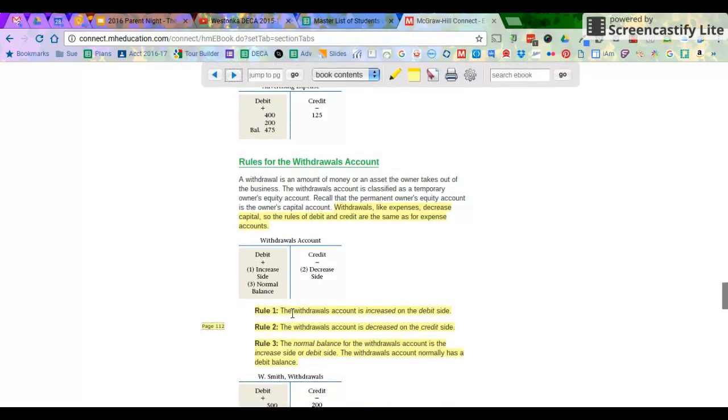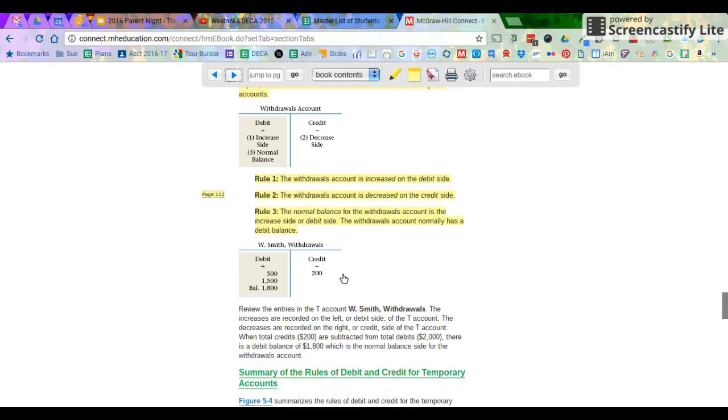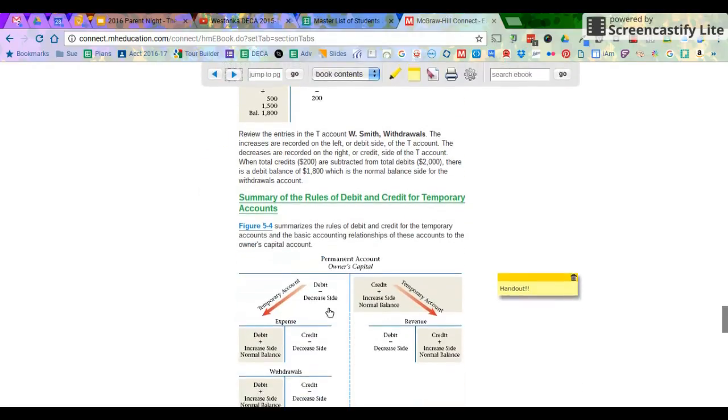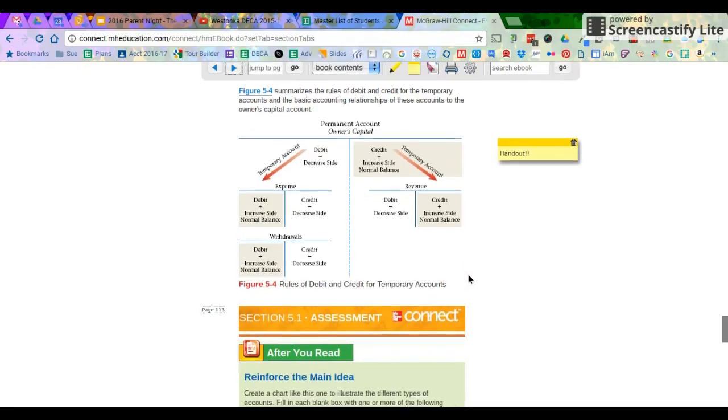And then finally, withdrawals are going to be identical to expenses. They decrease capital. So a decrease to capital is a debit. So that's the withdrawals increase and normal balance side. And the credit side is going to be their decrease side. This is a new account. Like when we'd see W. Smith, capital, now we're going to have a second owner's equity account, and it's going to be their withdrawals account. And that's how you see it titled in accounts. So this is my half sheet that I'm going to hand out to you. I think it's really helpful when we're trying to get these three new accounts done.